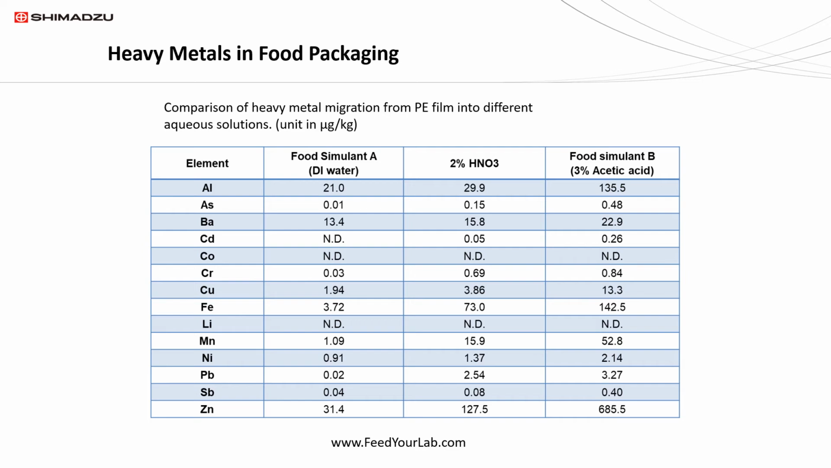This table shows a comparison of the 3 types of food simulants that we used, and you can see here that in the acidic food simulants we get a higher amount of metal extraction than in just the deionized water.